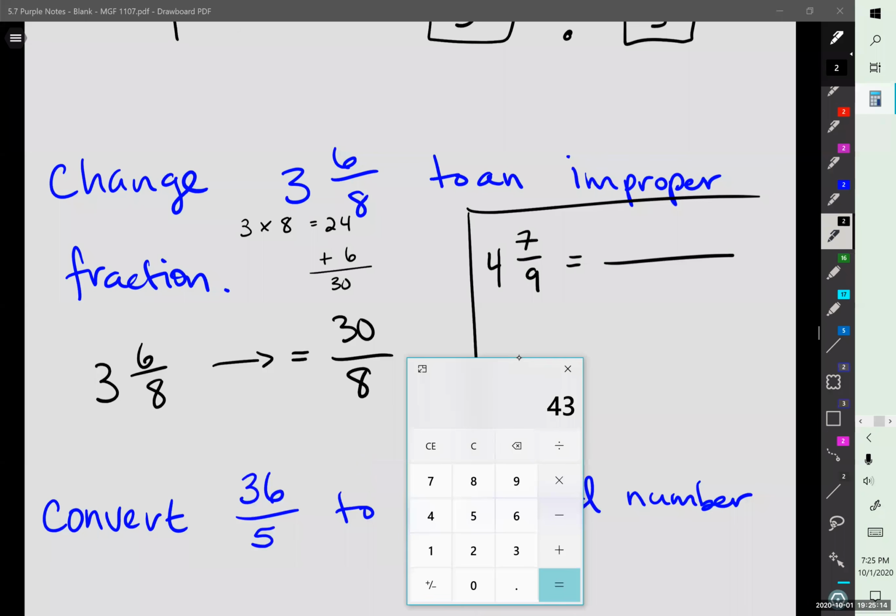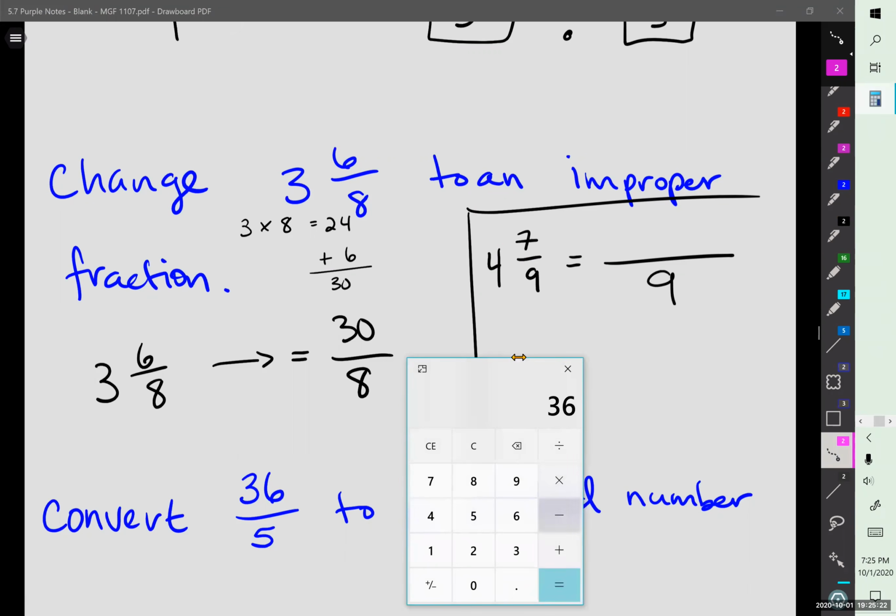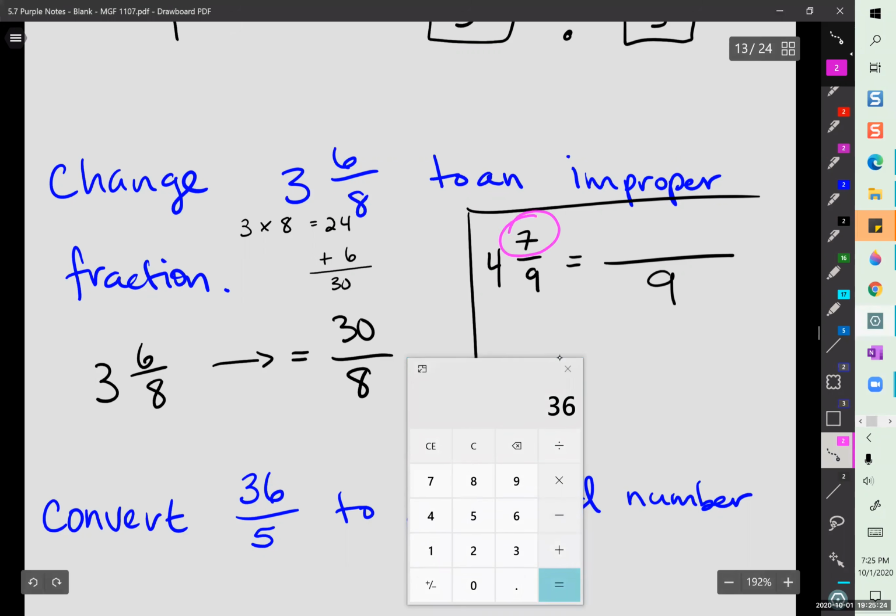Okay, so we know the denominator stays the same. And then to find the next piece, you take 4 times the bottom. So 4 times 9 is 36. You add 7 to that. So I believe we would get 43 over 9.